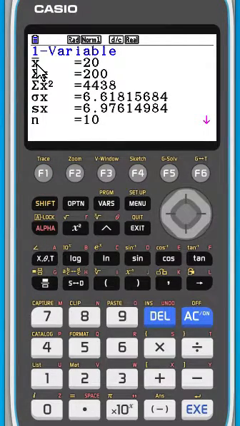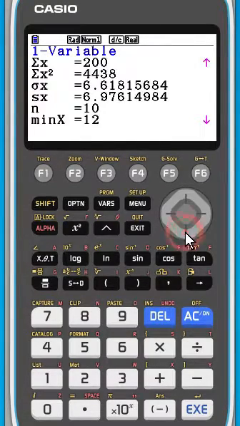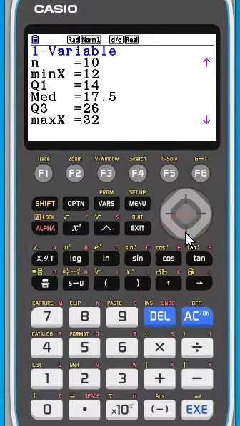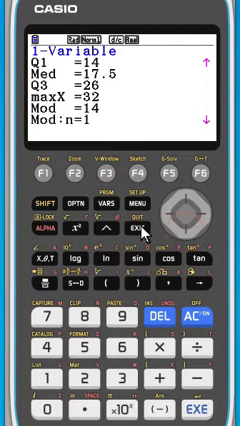So our x bar, that is the mean, is 20. Summation of x is 200, summation of x squared is 4438, standard deviation, population deviation, number of observations. Scroll down to see your minimum, quartile 1, median, quartile 3, maximum, etc. So you have everything here.